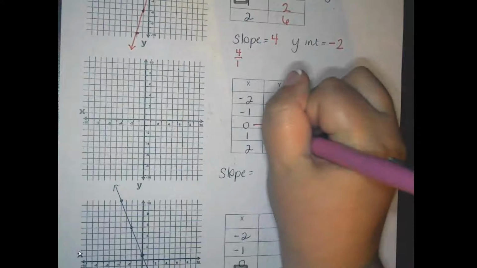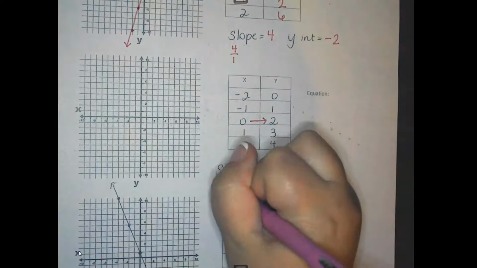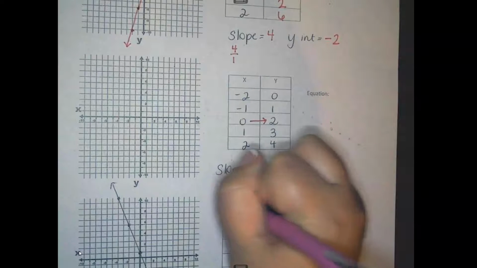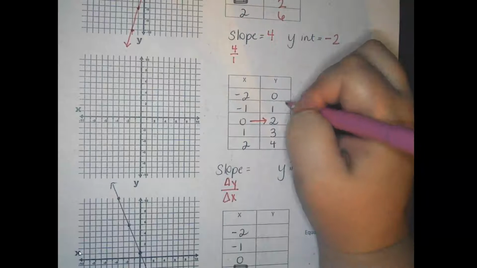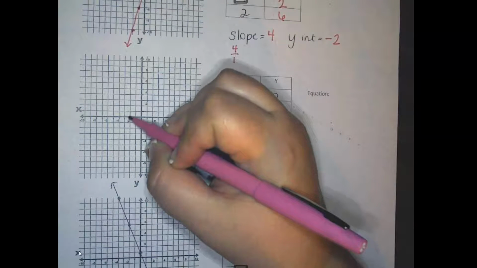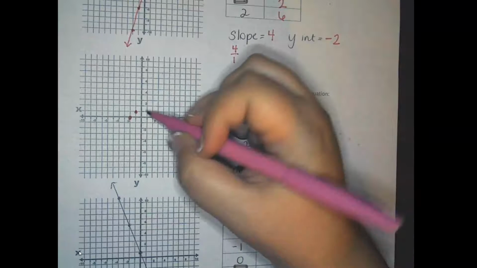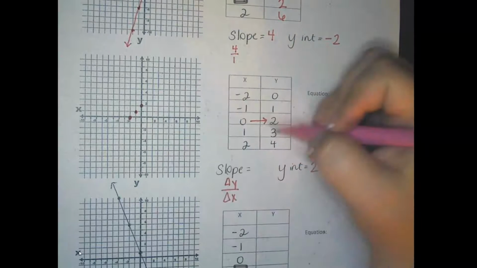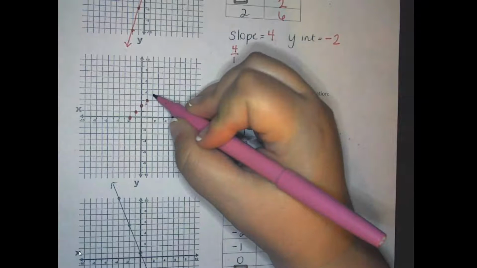All right, let's look at the second one here. We have a table. So I easily can see that y-intercept is 2. Slope is my change in y over my change in x. Okay, so I can do that. Or I can go ahead and plot these points. -2, 0. -1, 1. 0, 2. 1, 3. 2, 4. There's my points.